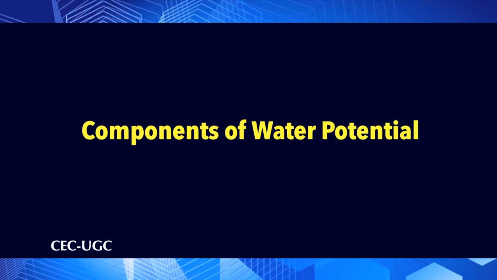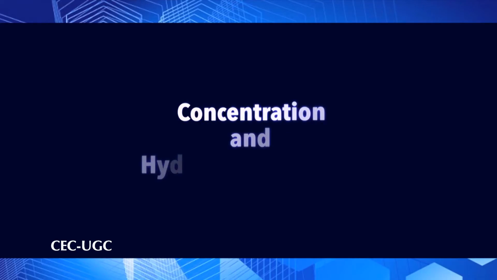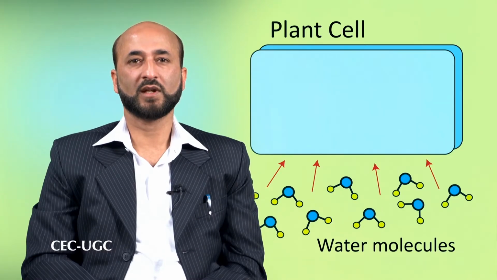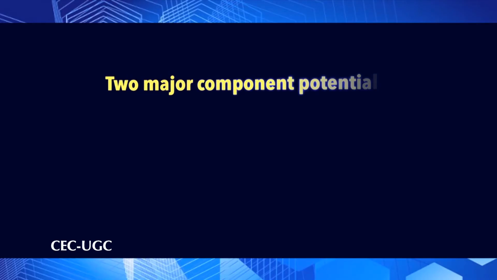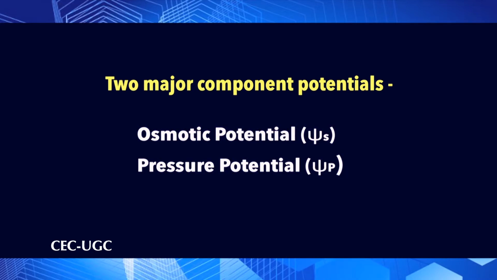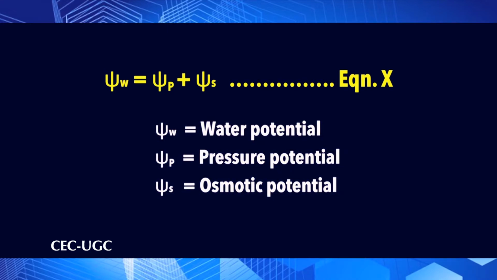Now, let us discuss the components of water potential. The major factors influencing the water potential in plants are concentration and hydrostatic pressure. Thus, total water potential can be partitioned into two major component potentials, that is osmotic potential and pressure potential, as given in the following equation: ψW is equal to ψP plus ψS, where ψW indicates the water potential, ψP indicates the pressure potential, ψS indicates the osmotic potential.